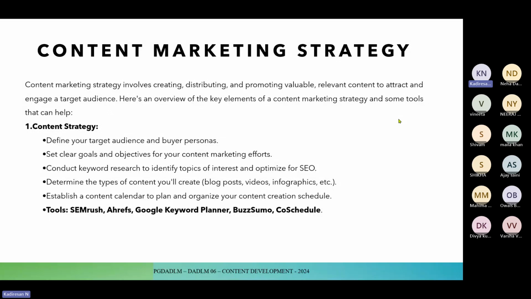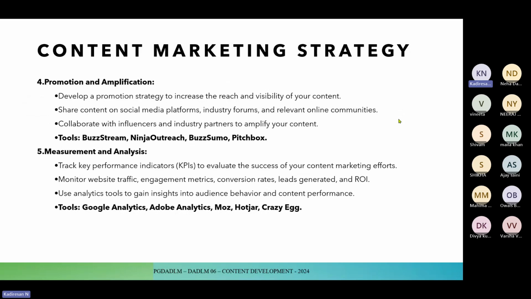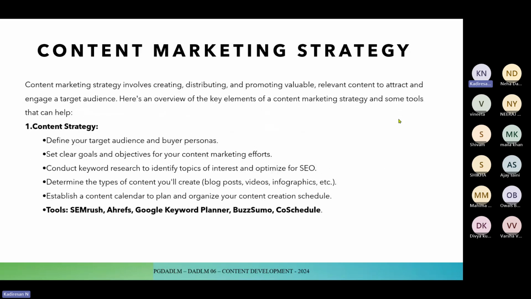The first one is content strategy. Define your target audience and buyer personas. Set clear goals and objectives for your content marketing efforts. Conduct keyword research to identify topics of interest and optimize for search engine optimization. Determine the type of content you will create. Establish a content calendar to plan. So these are things which we discussed in the previous class, and in today's class also, how to create a content. So how do you create a content?